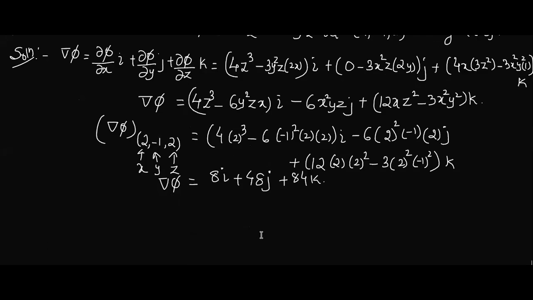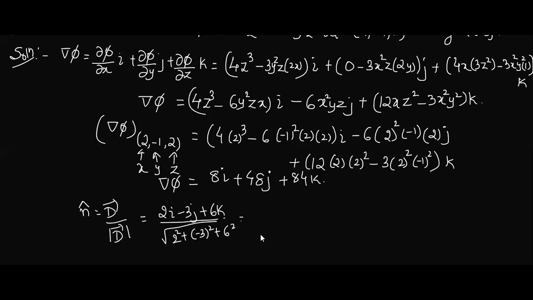That's all. Now n cap. N cap is vector d divided by magnitude of vector d. What is my d here? D is 2i minus 3j plus 6k, isn't it? What is the magnitude of this? Root of 2 square plus minus 3 square plus 6 square. Am I right writing the magnitude? Have I written it correctly? 7. What is the value? Denominator value?